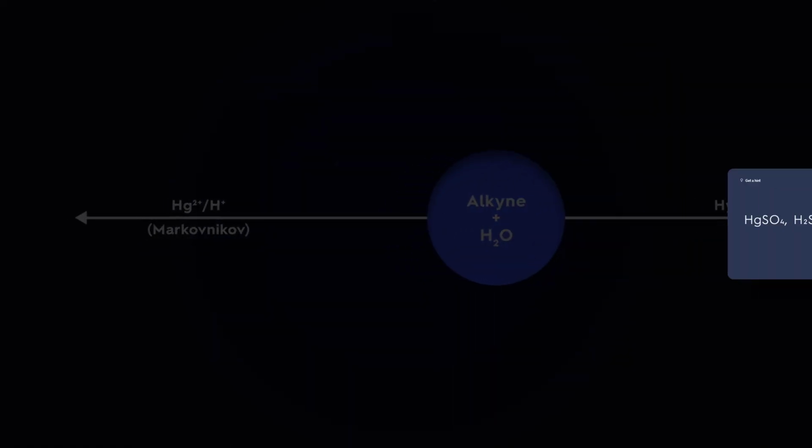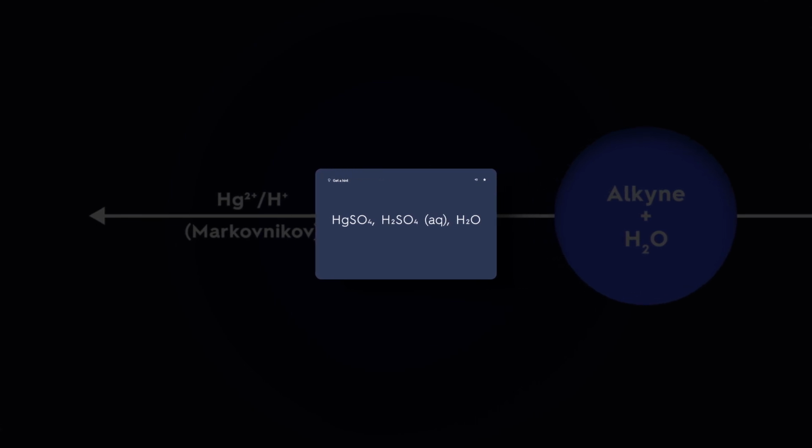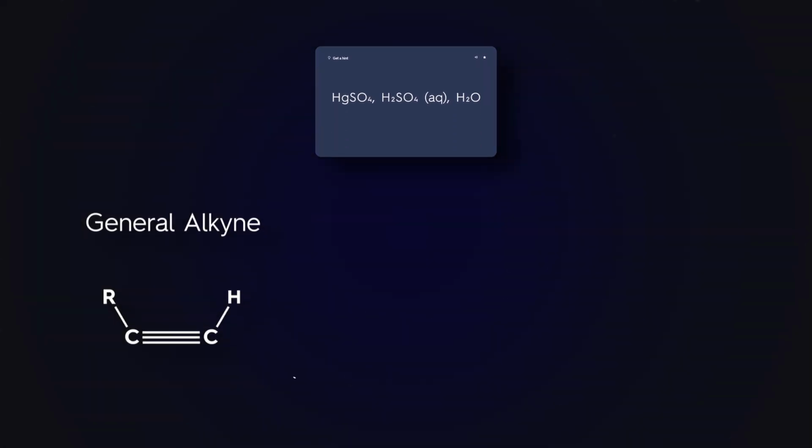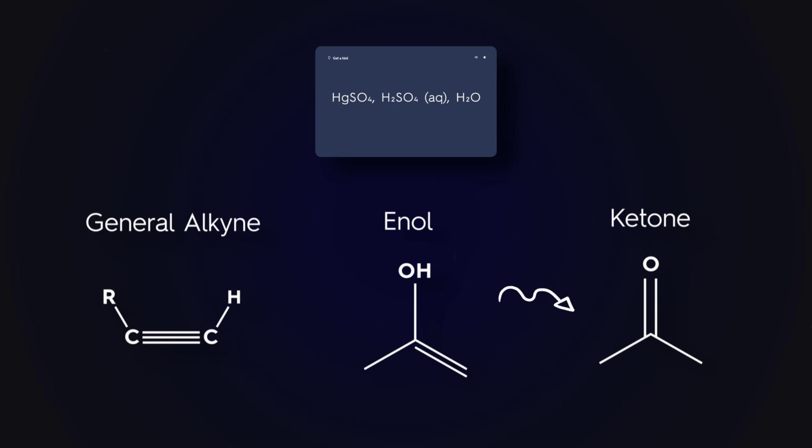Route 1, acidic, mercury 2+ catalyzed hydration. Water adds Markovnikov, placing OH on the more substituted alkyne carbon. The enol forms, then rapidly tautomerizes to a ketone.